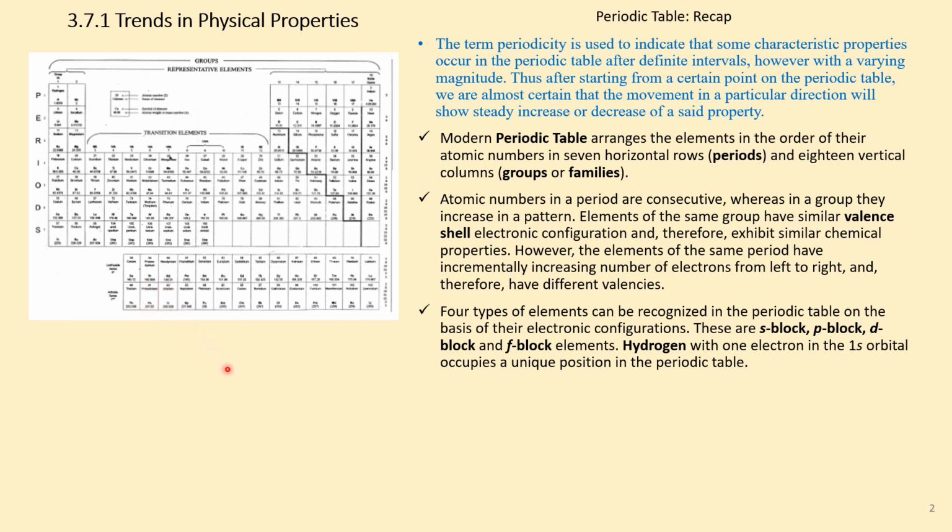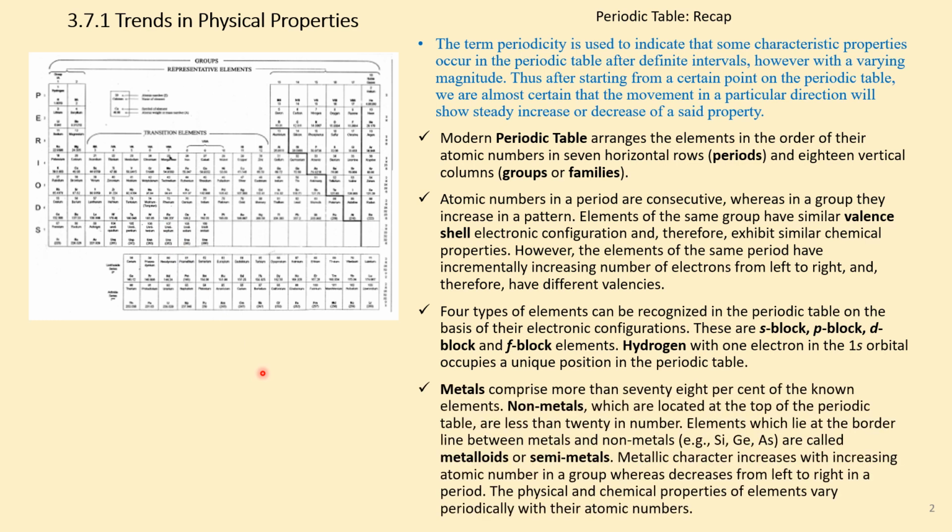Elements with one electron in one s orbital occupy a unique position in the periodic table. So hydrogen occupies a unique position in the periodic table. Metals comprise more than 78% of the known elements. Non-metals, which are located at the top of the periodic table, are less than 20 in number. So non-metals are less than 20, whereas more than 78% of the known elements are metals.